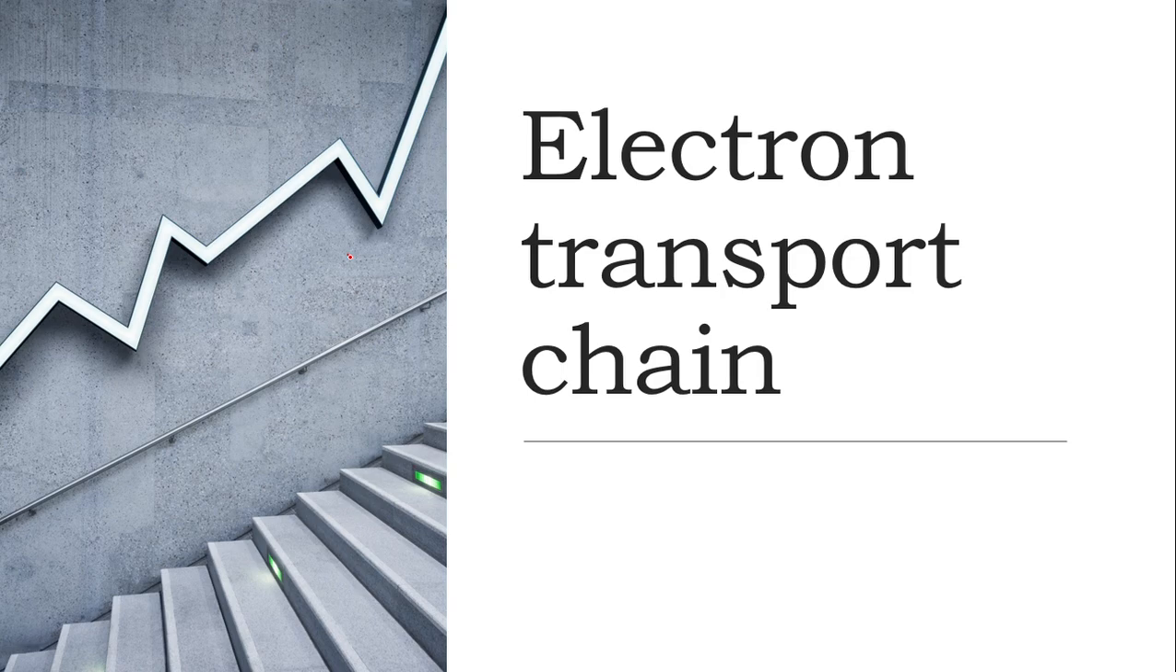Electron transport chain, guys, as the name shows, is a chain that will transport the electrons from the electron donors towards the electron acceptors. Hence, in this way, the ATP will be produced. But how the electrons come and ATP is produced, we are going to study in detail.